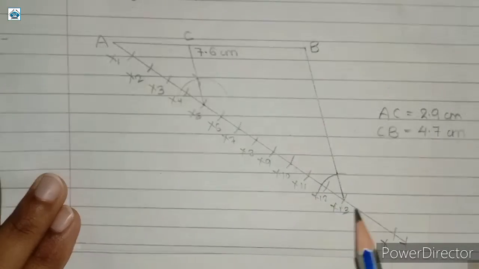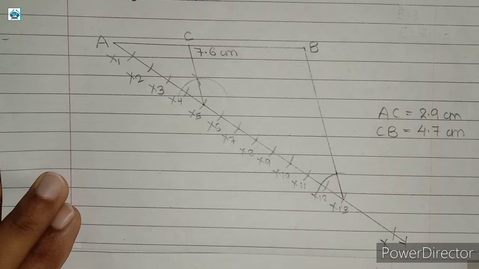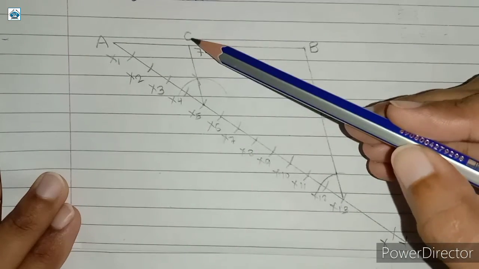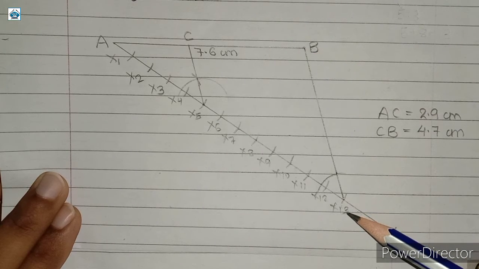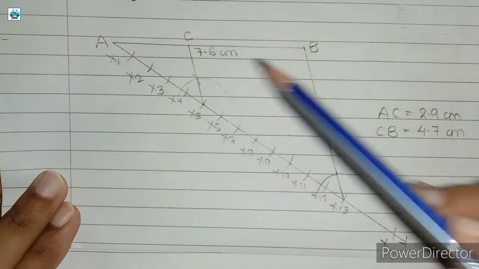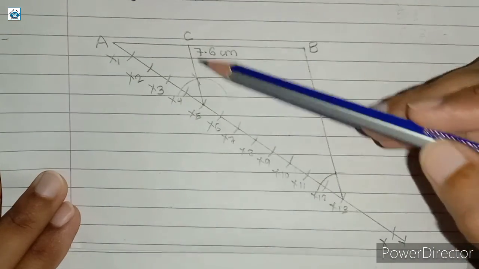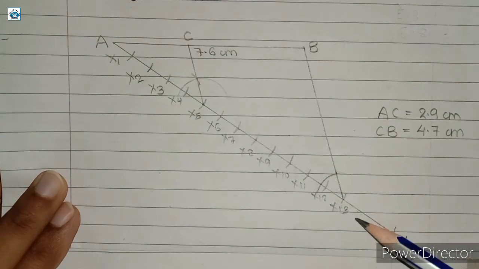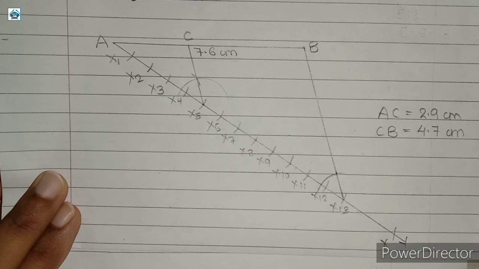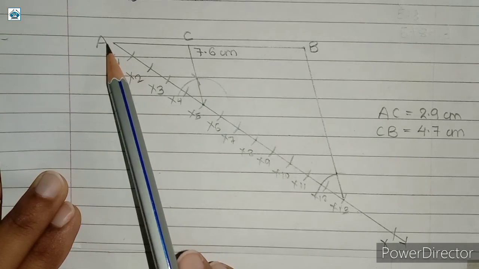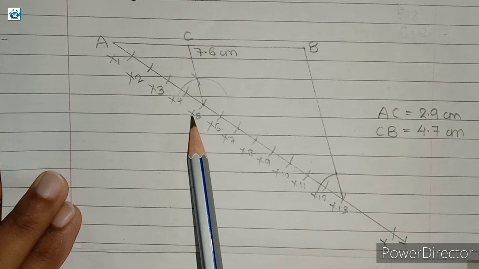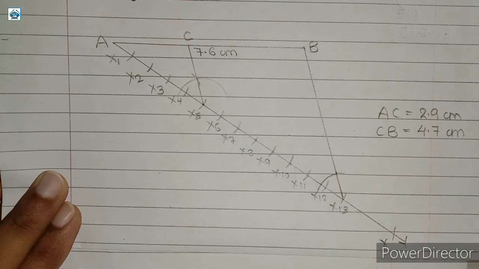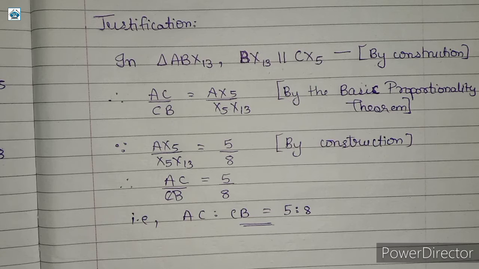Here you can see a triangle is formed, namely ABX13, and according to the construction we drew CX5 parallel to BX13. So we can say that in triangle ABX13, CX5 is parallel to BX13. Then according to the basic proportionality theorem, which we just discussed, we can say that AC upon CB is equal to AX5 upon X5X13. In this way, you need to write the justification.